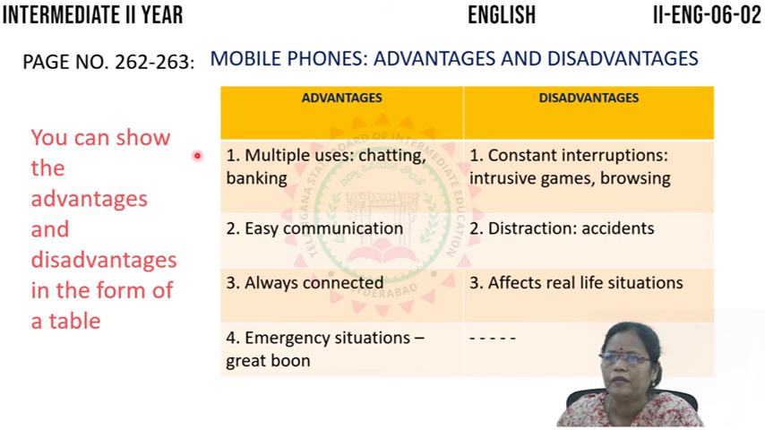Next, another one in page number 262 and 263. Okay, there is a passage which tells about the advantages and disadvantages, which we can show in the form of a table. Okay, what will be the title? Mobile phones, advantages and disadvantages. Okay, what are the advantages? There are multiple uses of mobile phones like chatting and banking. The main disadvantages are constant interruptions, intrusive games and browsing.